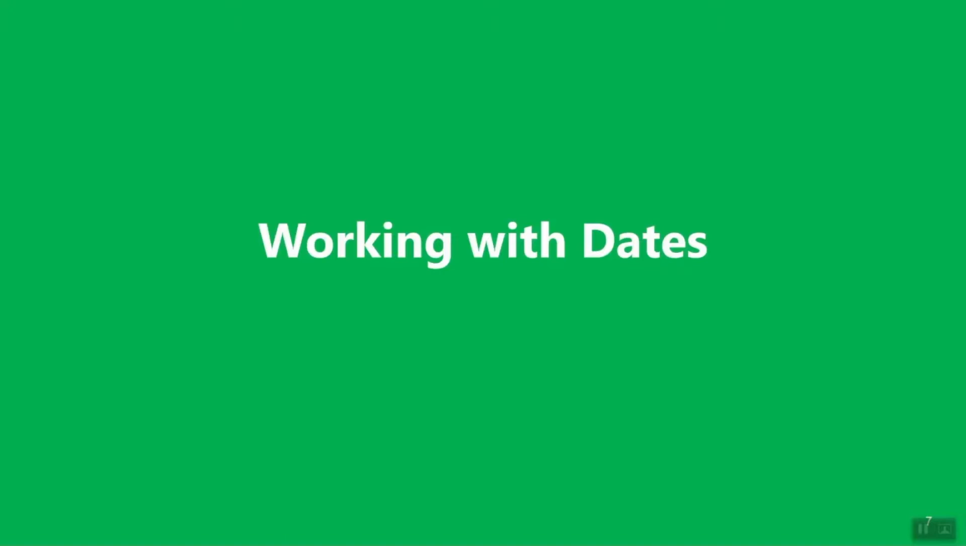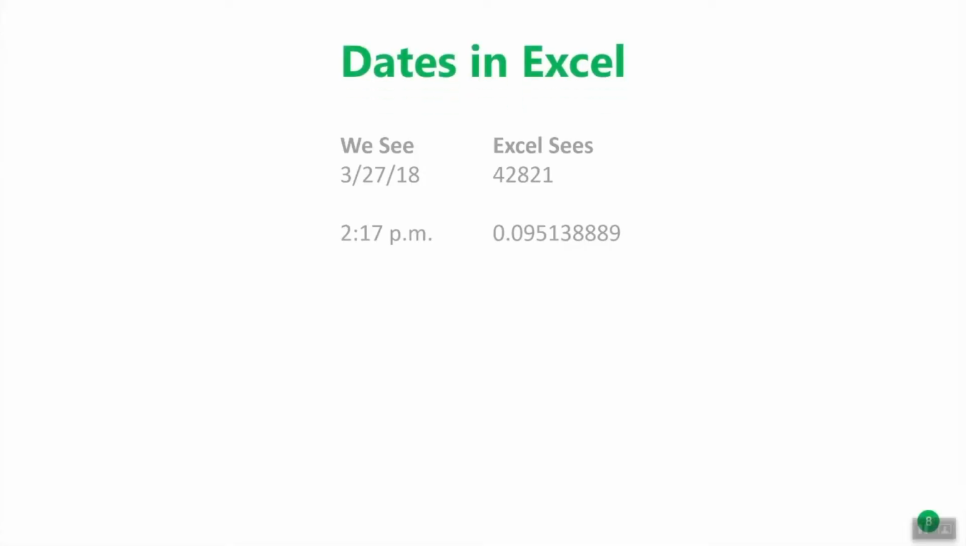It's further complicated by the fact that dates are also days of the week, like a Monday or a Friday, even though Excel doesn't specifically store Mondays and Fridays and other days in the cells. For example, we see March 27th, 2018 and 2:17 p.m. and Excel sees 42821 and 0.0951, etc. Obviously, serial numbers are not intuitive to use, but fortunately, Excel has a set of functions to make it easier to find and use dates and times.